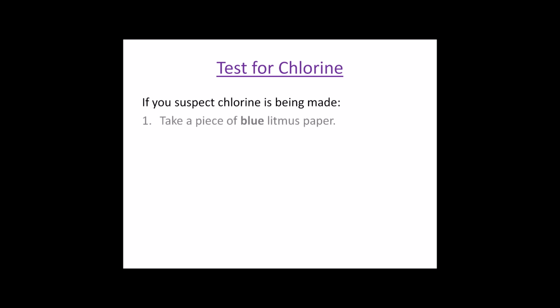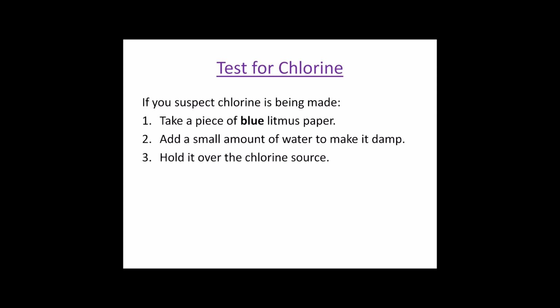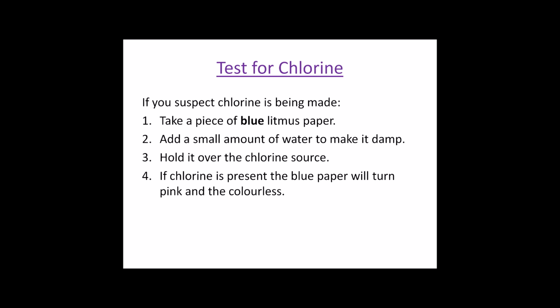The test for chlorine is a bit more complicated, but if you suspect chlorine is being made, you take a piece of blue litmus paper. This is important, blue litmus paper, because you can get 2 types. You can also get red litmus paper, and we want blue. We add a small amount of water because we want to make it a little bit damp, not too much, and then we hold it over the chlorine source. If we've got chlorine, our damp blue litmus paper will turn pink at first, and then it will turn colourless, and this is the effect of the chlorine slowly bleaching the colour out of the paper.